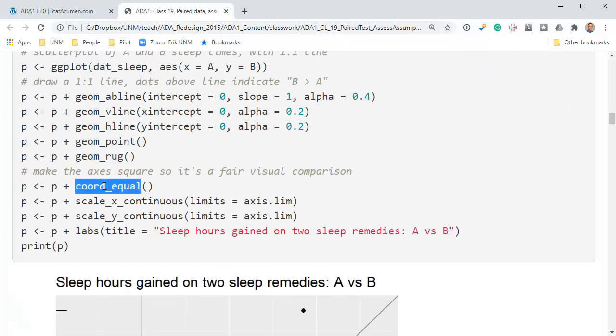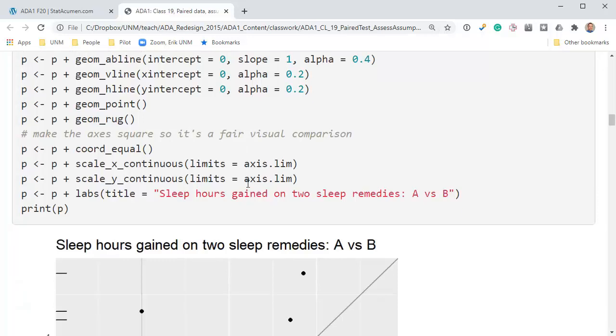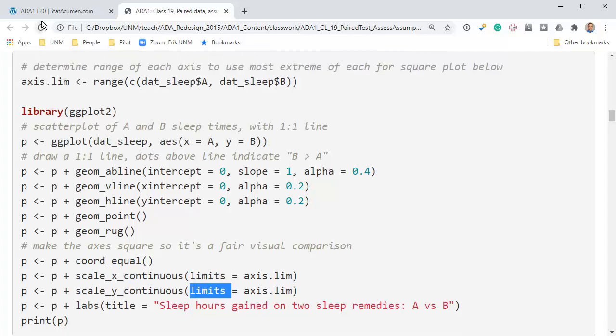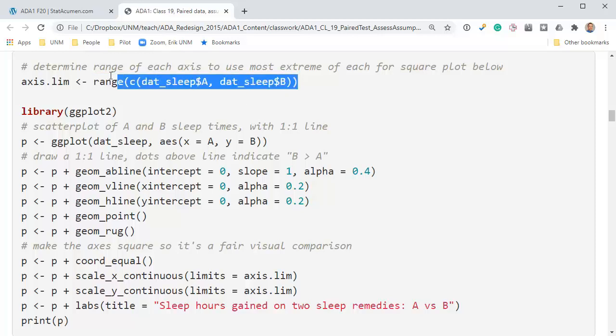coord_equal is the real key part here. That makes the axes square so that it's a fair comparison. Otherwise, you might end up with a long horizontal plot or a tall vertical plot, and that really skews the data. The last part is we want the ranges on both the x and y axes to be the same. And so I'm setting the limits, and up here I've run this code which takes the values for A and the values for B, puts them all together, and gives me the range. The range function returns two values, the minimum and the maximum.